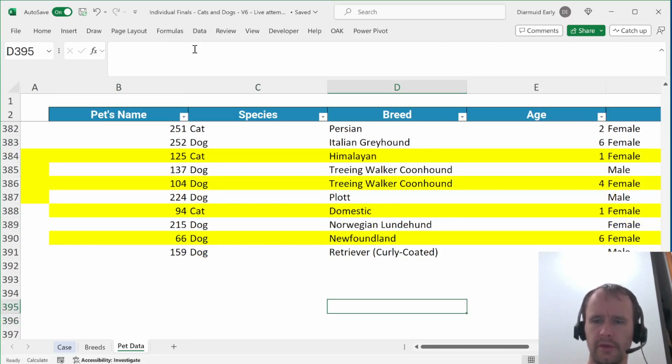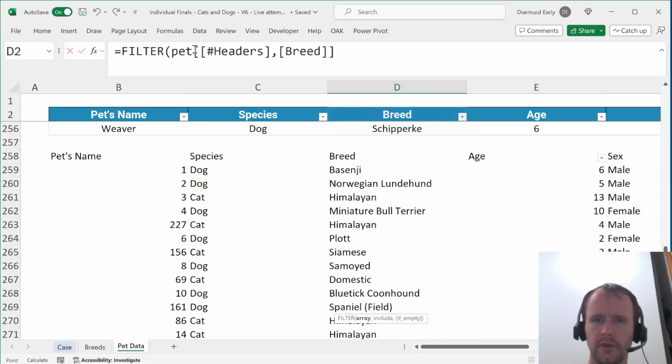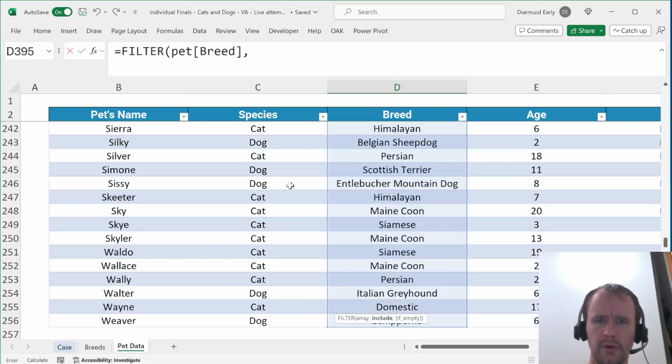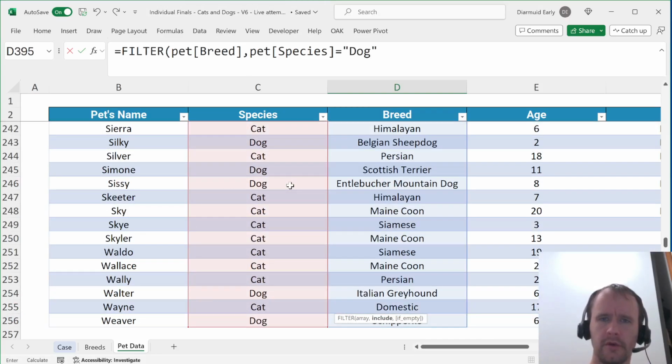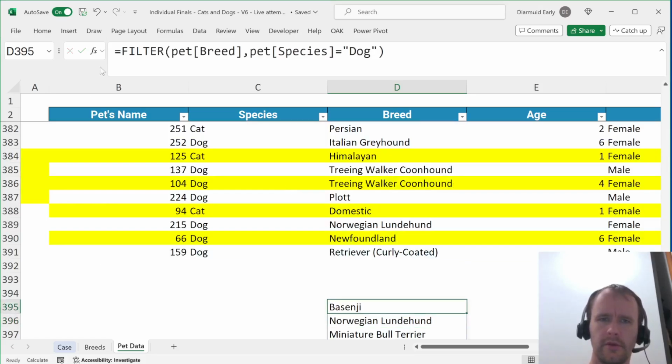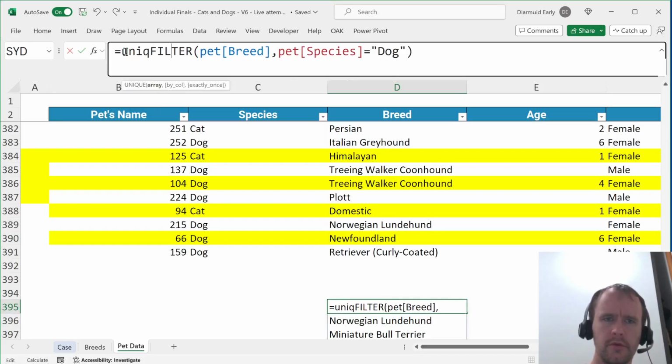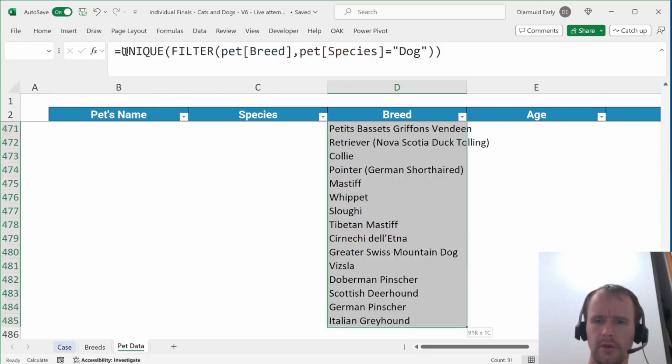So we'll say equals filter. No, not file name. Filter breed where species equals dog. We want unique of those. 91 breeds? Seriously, that's a lot.